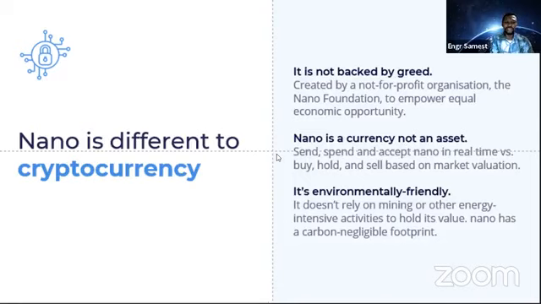So you can spend it, you can send it, you can accept it in real time, versus buy, hold, and sell based on market valuation. So I can collect Nano from you and sell my goods to you. I can go to the market, to the woman that is selling pepper, and give her Nano, and I get all these foodstuff from her. So Nano is a currency, it is not an asset.